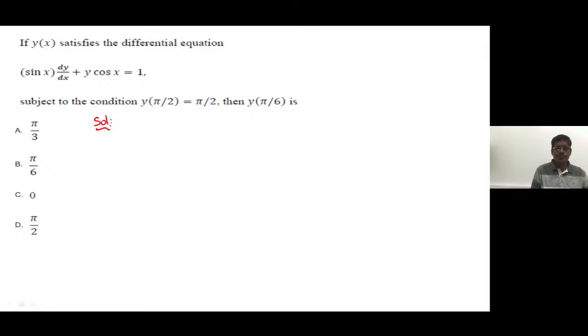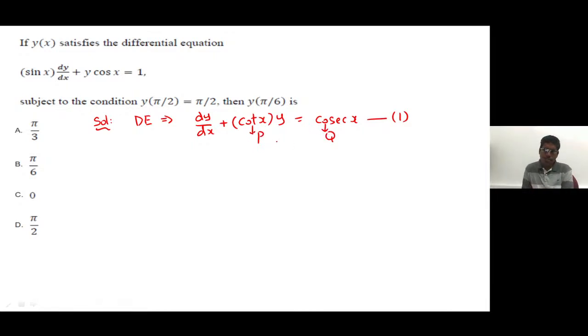Solution: DE, short form of differential equation, can be written as, that implies dividing by sin x, dy by dx plus cos x by sin x, which can be written as cot x, keep it in bracket, into y is equal to 1 upon sin x, which can be written as cosec x. Let us denote this as equation 1. So this cot x I want to denote capital P and cosec x I want to denote Q, which looks like our standard form of first order linear equation in y, dy by dx plus Py is equal to Q, is a first order linear equation.